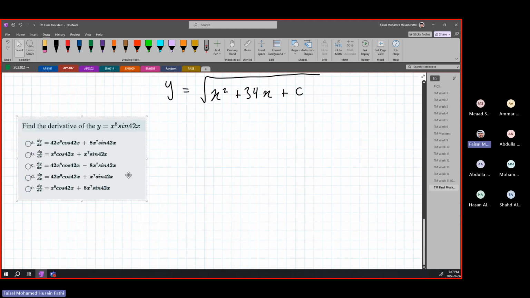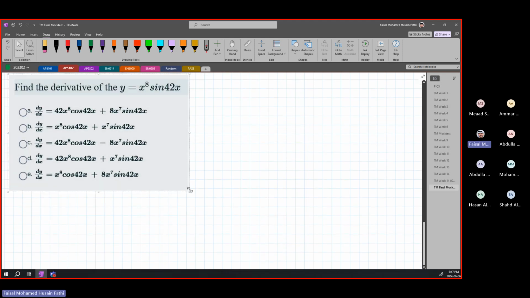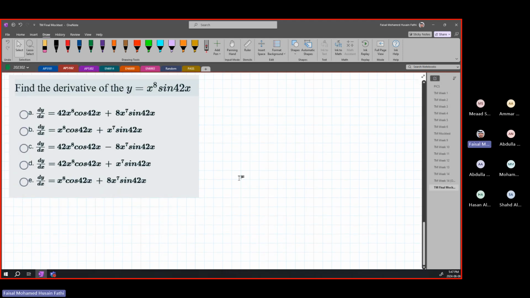Right. Let's move on. Find the derivative of y equal x power 8 sine 42x. What does this mean? Find the derivative of this. That means we need to find dy by dx or y prime. This is what differentiation or finding the derivative is.